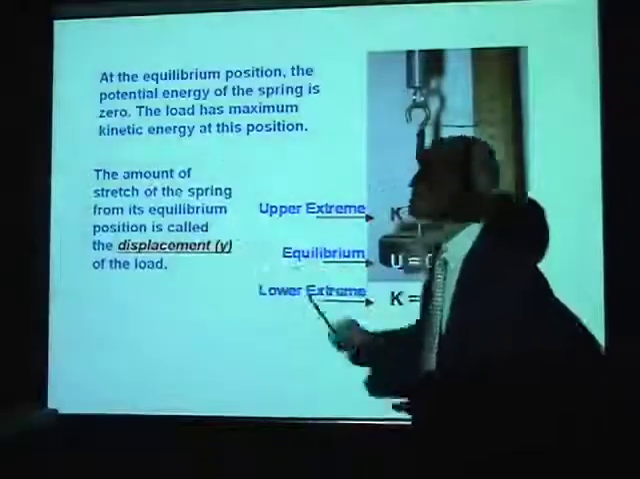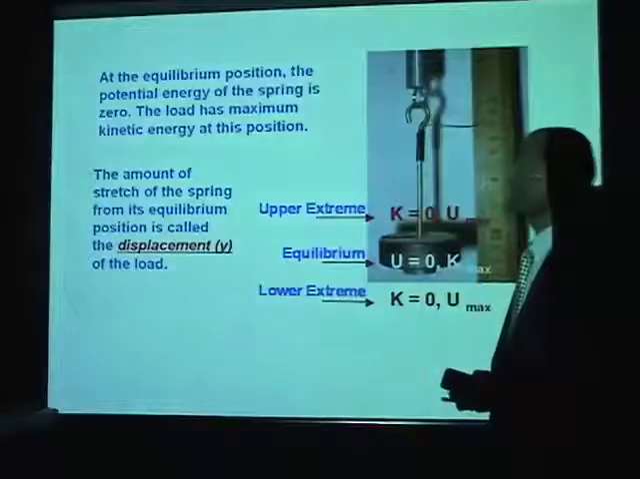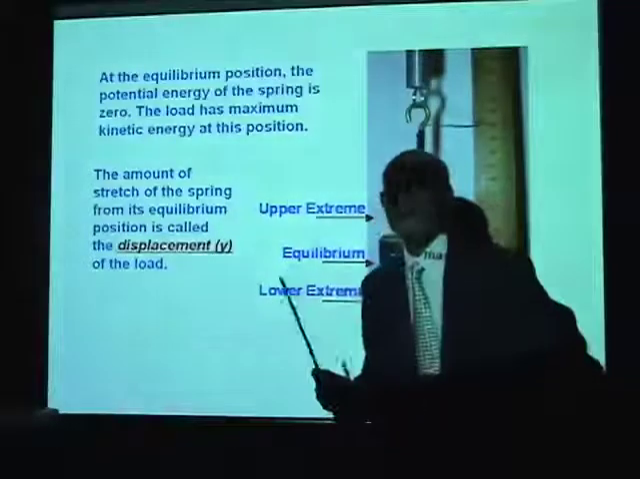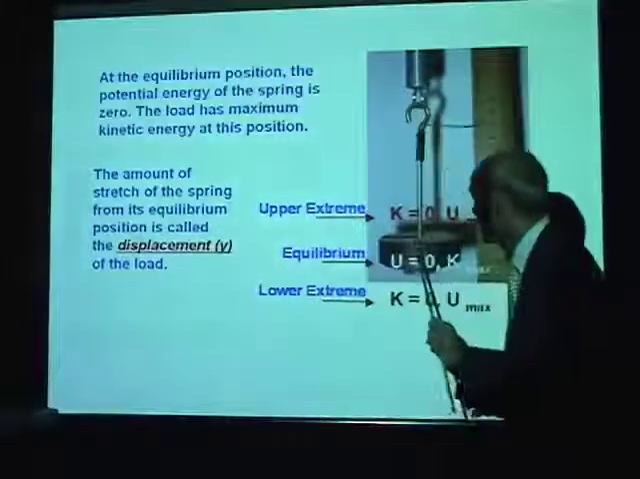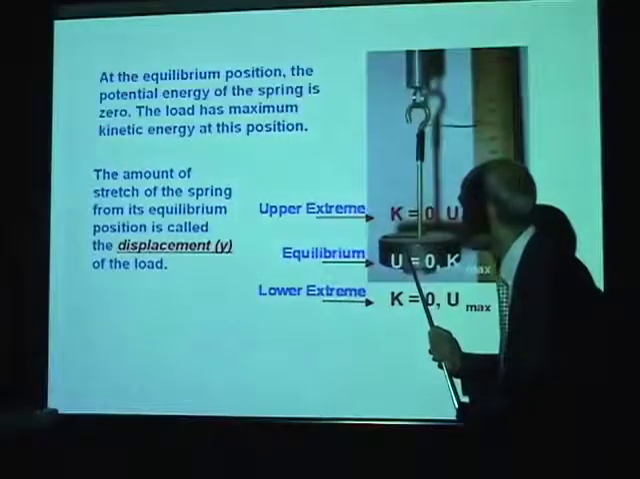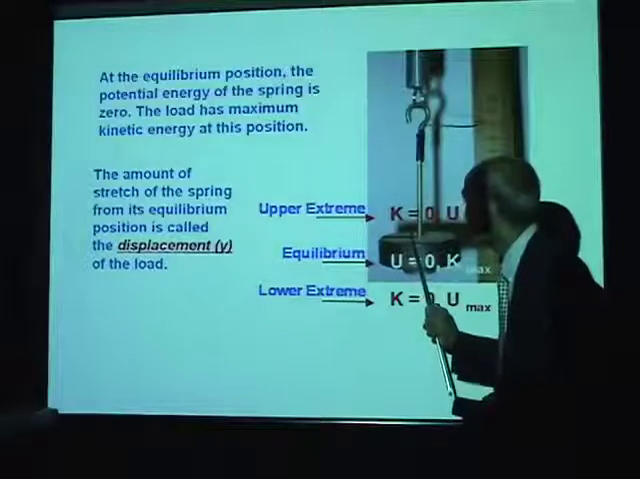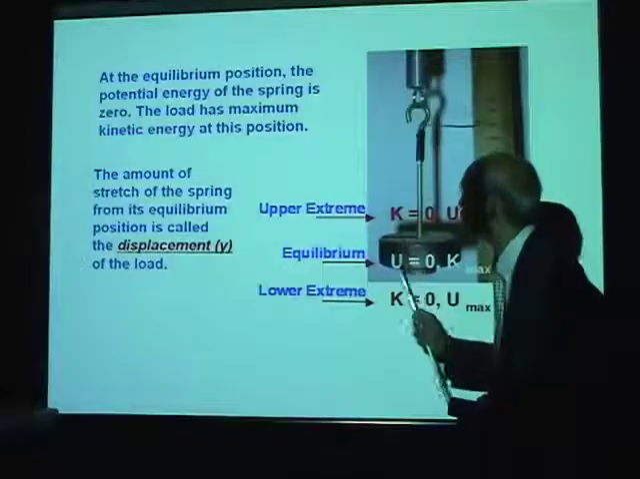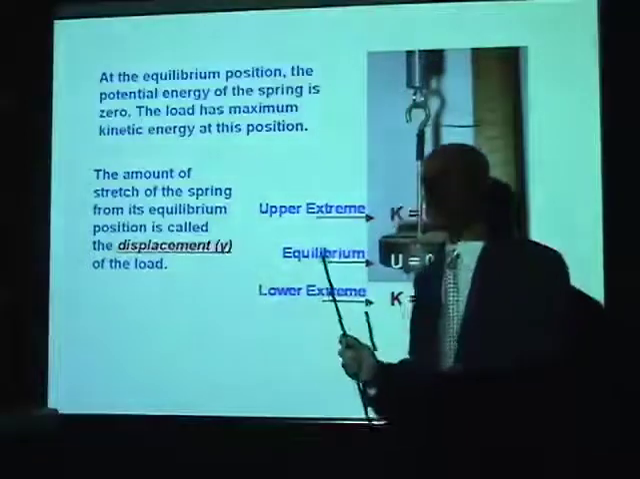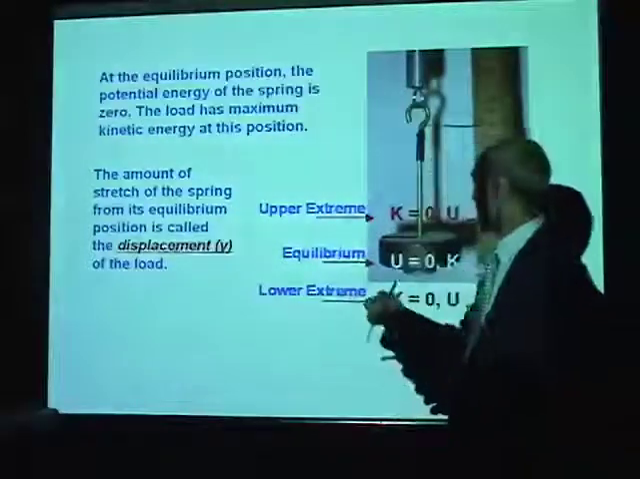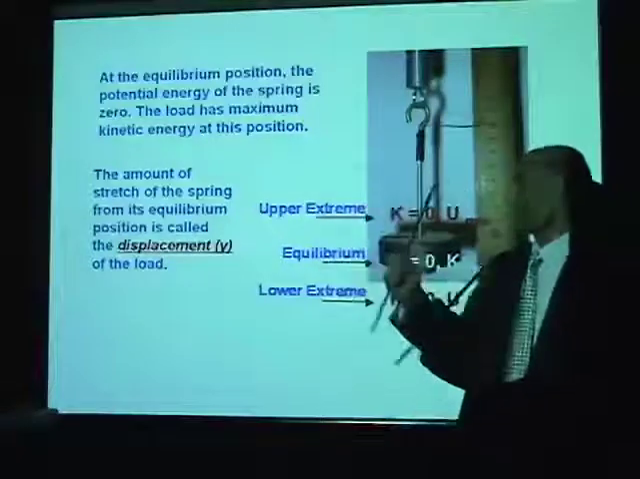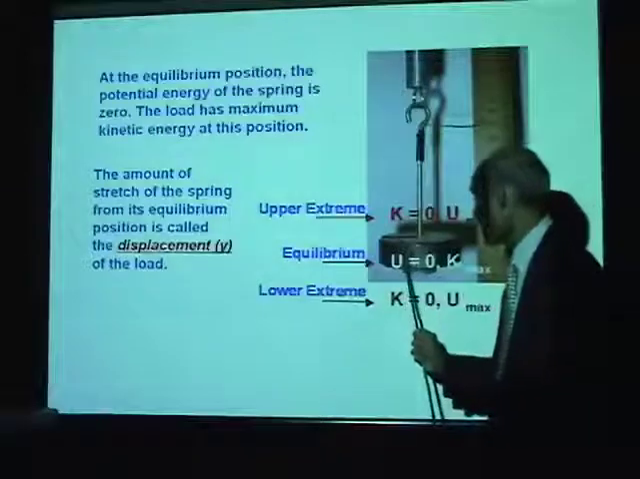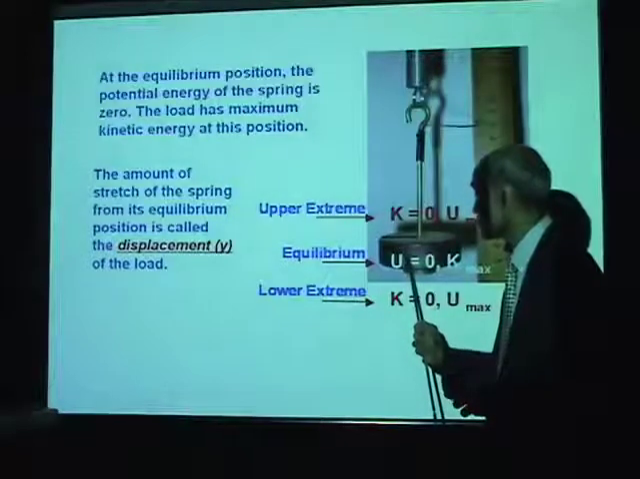Now, the amount of stretch of the spring from its equilibrium position is called the displacement y of the load. You see, this is the equilibrium position. The load is going to move up. That means it is going to move from the equilibrium position a distance equal to y. And what will happen to that y? The y will keep changing. Where will y have the maximum value? You can see y will be 0 at the equilibrium position.